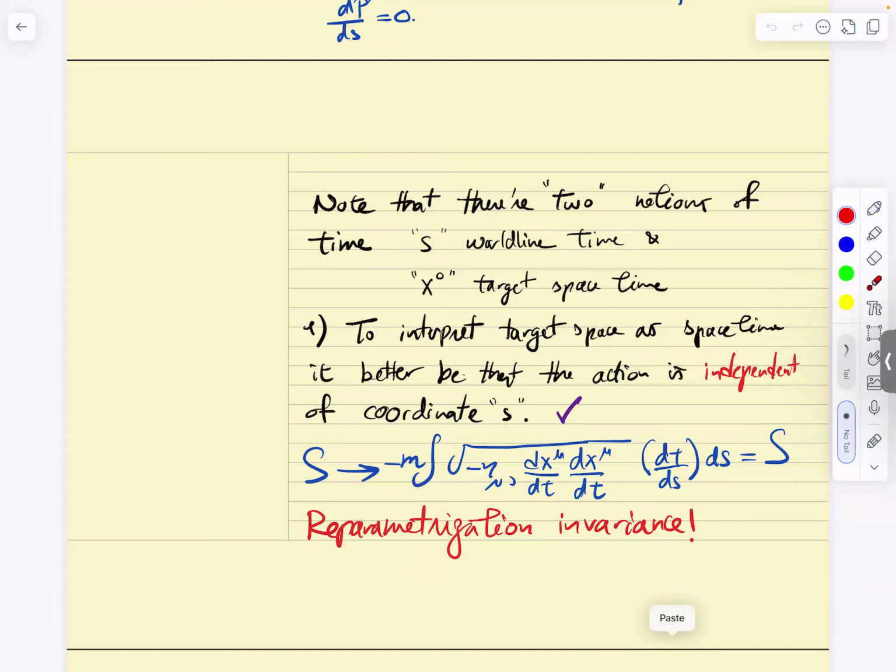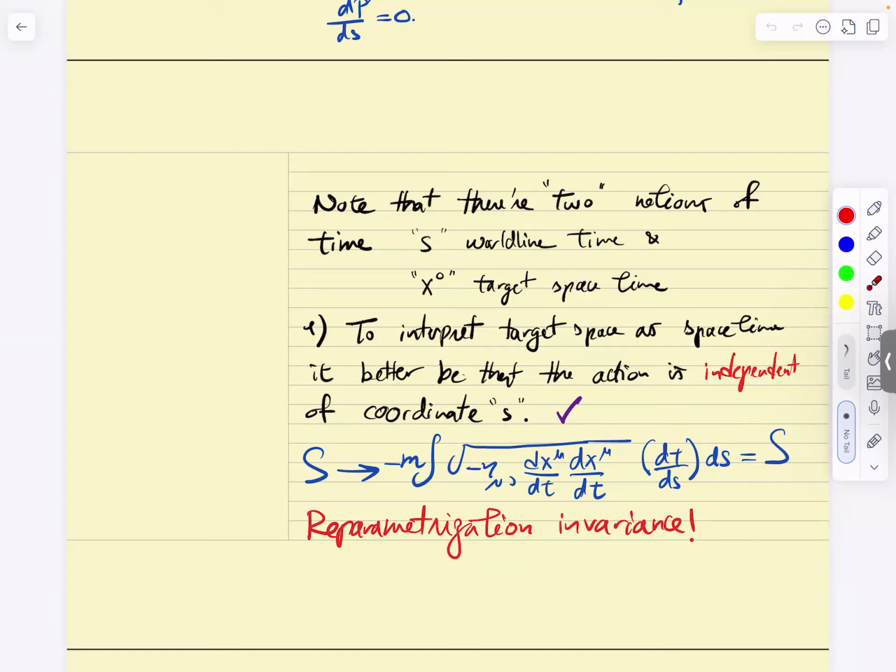Now make the following reparameterization. Send s to some arbitrary function of t. It has to be causal, actually. It has to be monotonic, so that it cannot be order changing. It has to keep the order up. But if you do that, just see how your action changes. It doesn't change. Because derivatives of s with respect to t come out, there's ds, they cancel out. So it's reparameterization invariant.